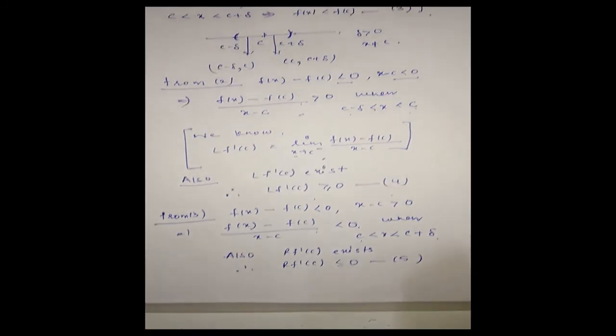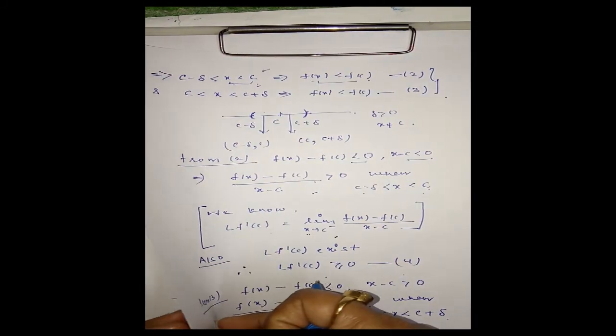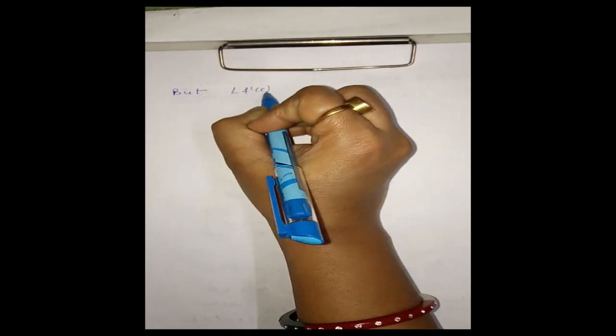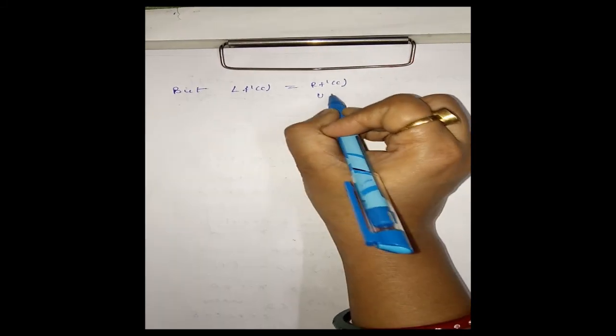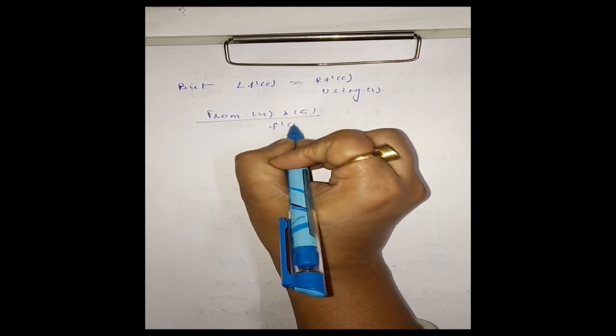But we know left hand derivative and right hand derivative are equal. Therefore, from equation number 4 and 5 we get that left hand derivative is equal to right hand derivative, and hence f dash c is equal to 0.